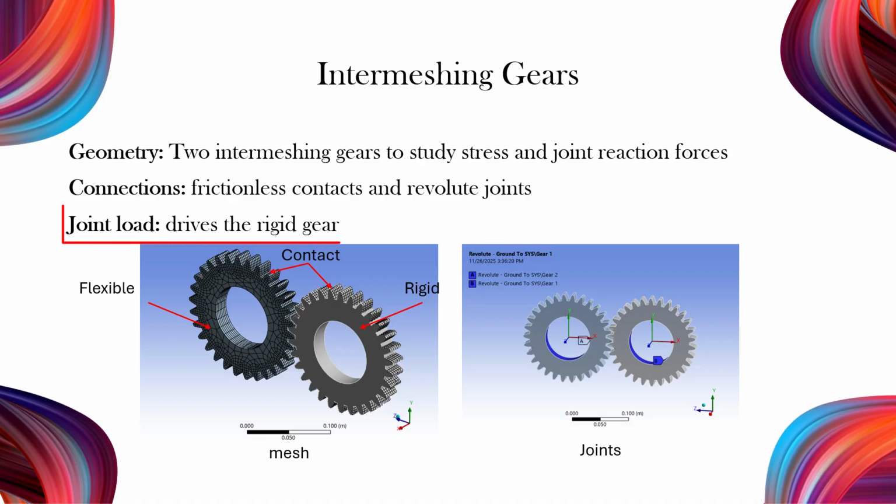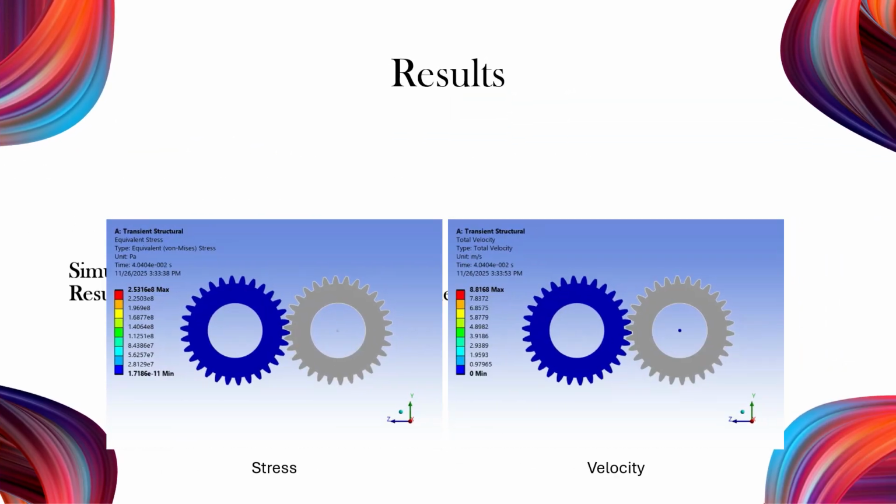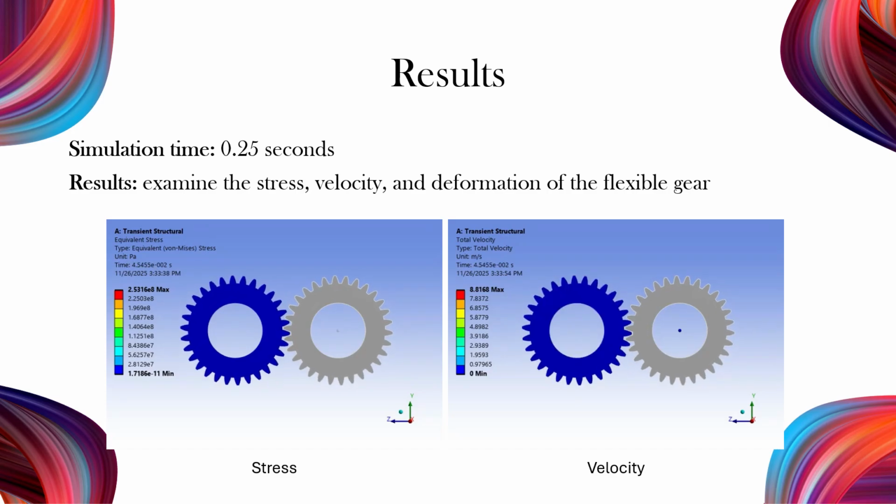A joint load with a moment input of 10 Newton meters will act as the driver shaft for the rigid gear in this model. Finally, we'll run the simulation for 0.25 seconds and observe the stress, velocity, and deformation of the flexible gear. That's enough explanation.